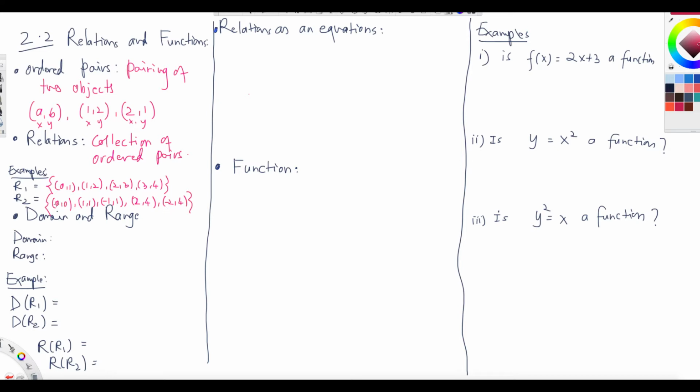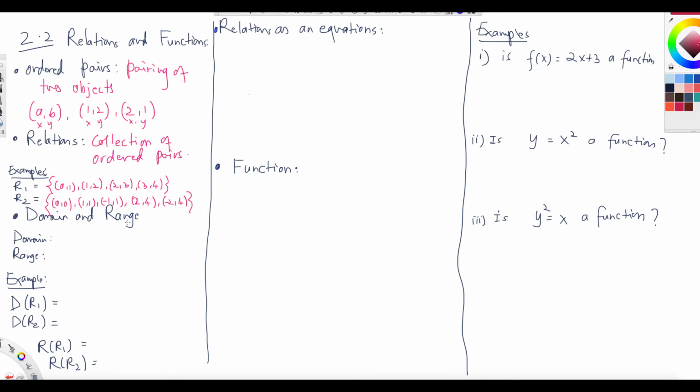So how are the X and Y related? 0, 0, 1, 1. 1 has pair 1, negative 1 has pair 1, 2 has pair 4, negative 2 has pair 4. So can you think of how X and Y are related in each ordered pair? You're right. Y is the square of X, right? 0 squared is 0, 1 squared is 1, negative 1 squared is 1, 2 squared is 4, negative 2 squared is also 4. So in R2, Y equals X squared. In R1, Y equals 1 more than X, that is X plus 1, okay?